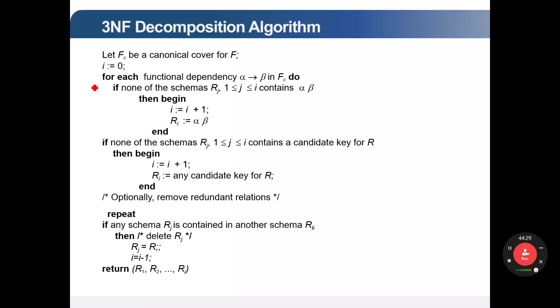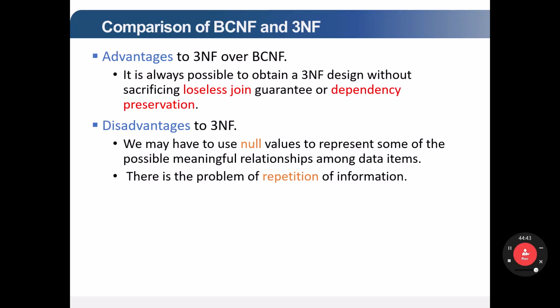And the next slide shows pseudocode for 3NF decomposition. It looks very similar to BCNF algorithm, except the third condition. Advantages to 3NF over BCNF. Why 3NF is better? It always preserves functional dependency. So by joining tables, we can correctly restore required information.